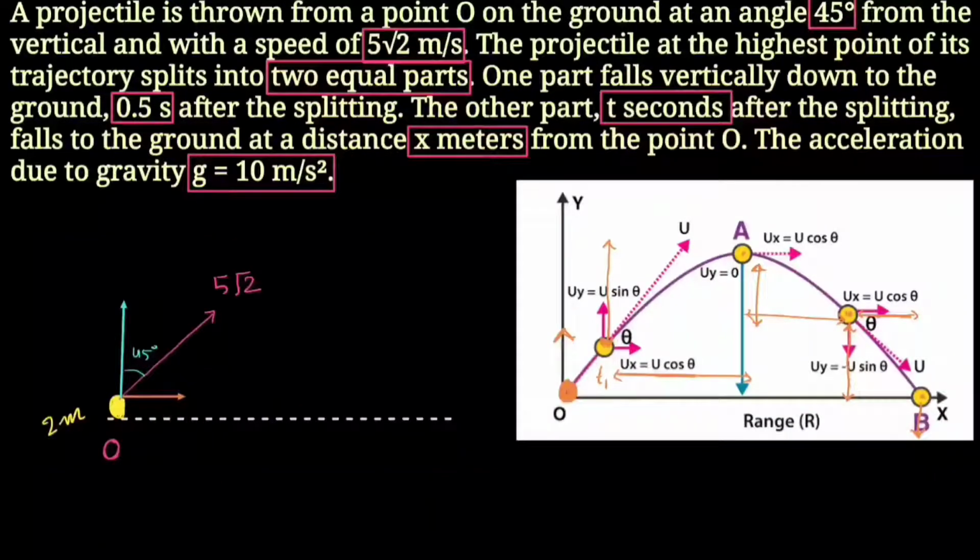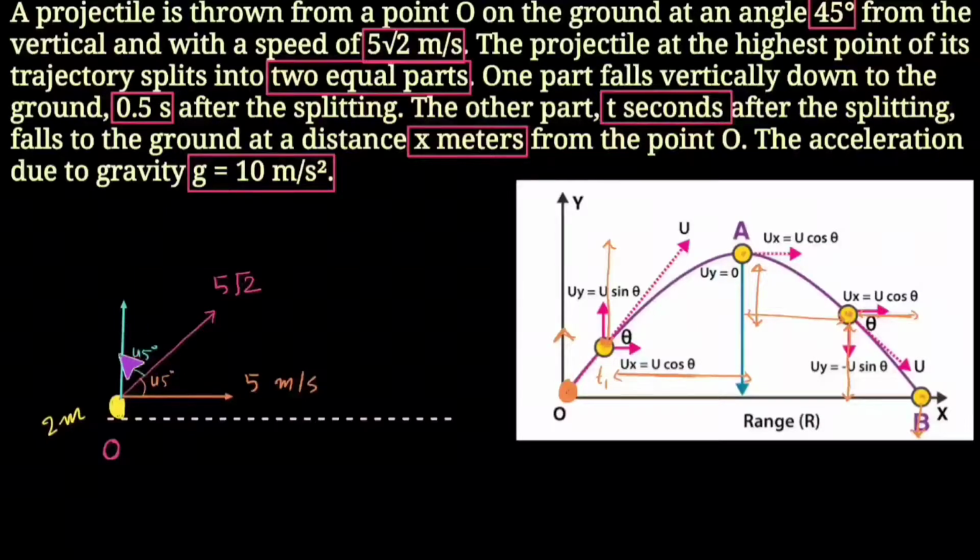So the horizontal component would be like this, and this angle would be 45 degrees as well. With this diagram, we can easily find the magnitude of the horizontal as well as vertical velocities. Horizontal velocity would be 5 root 2 cos theta, and theta is 45 degrees. So its value would be 5 meters per second.